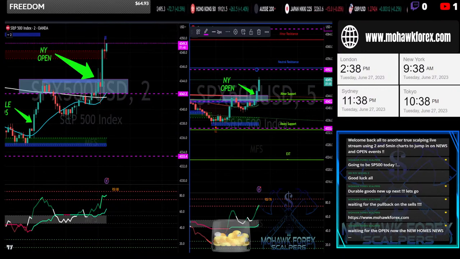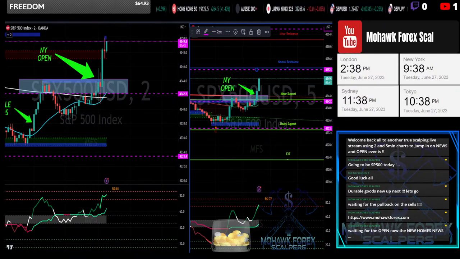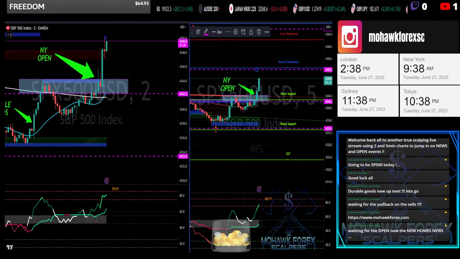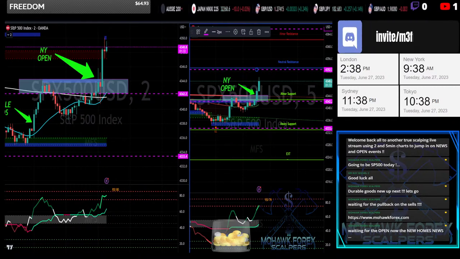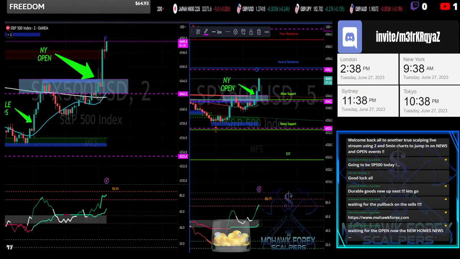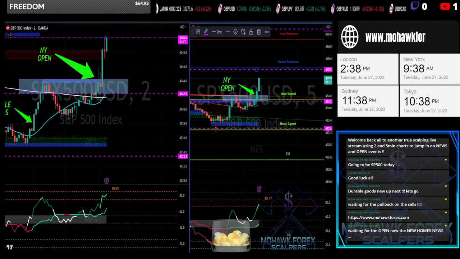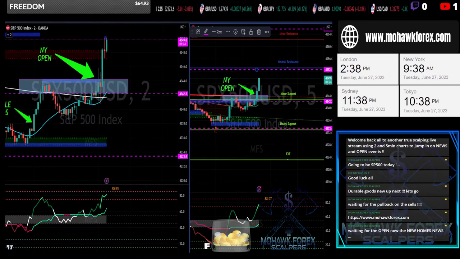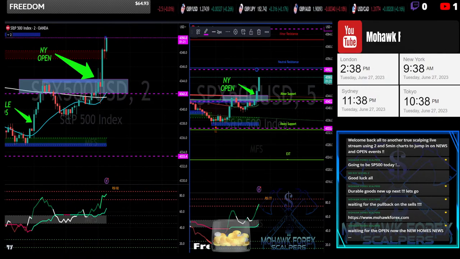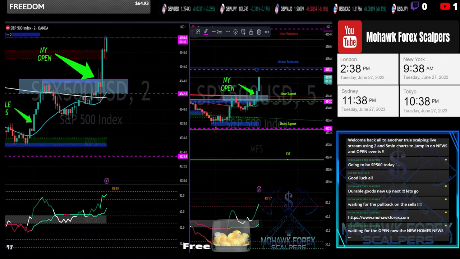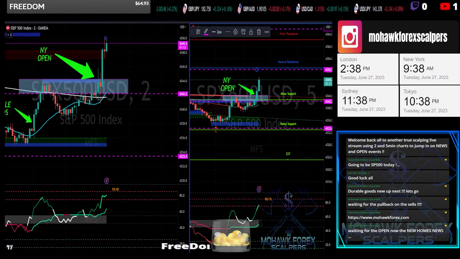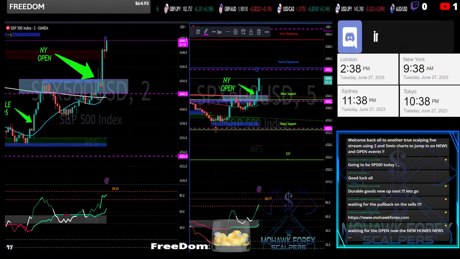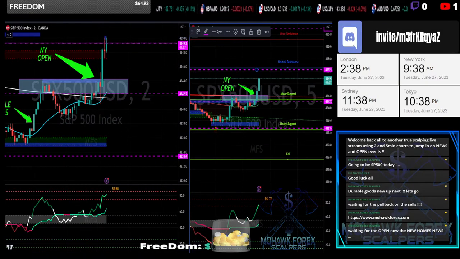Got a lovely little zone there. RSI 81, yes, that's what we want to see. Yeah, lovely. Right, we'll bang on where I need it to be. So let's wait and see. Let's have a look. RSI is 81, 80.